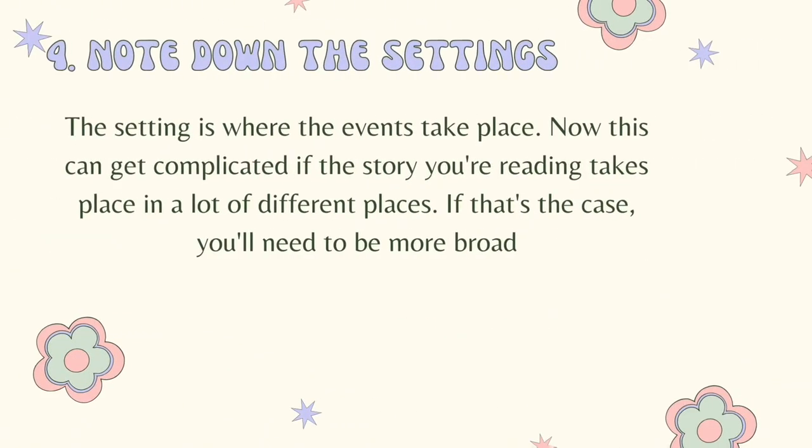The fourth step is note down the settings. The setting is where the events take place. Now, this can be complicated if the story you're reading takes place in a lot of different places. If that's the case, you'll need to be more broad. So, in storytelling, the setting refers to the place or places where the events of the story occur. If a story happens in various locations, describing the setting becomes more general to encompass all those places. It means being broader and less specific when discussing the story's environment.